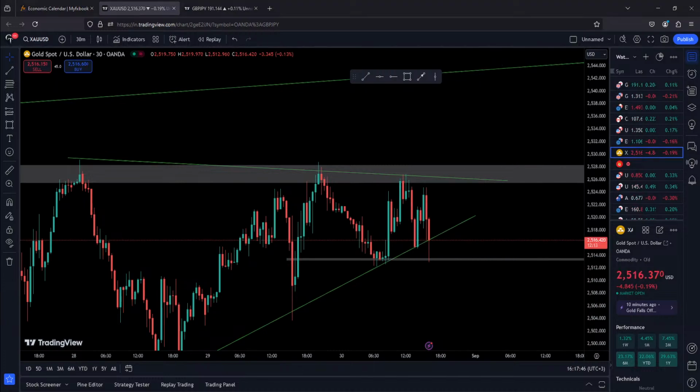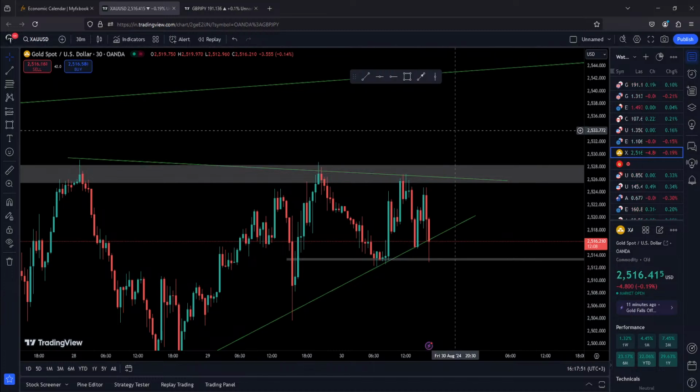And right now we have 12 minutes left for the New York Stock Exchange to open.